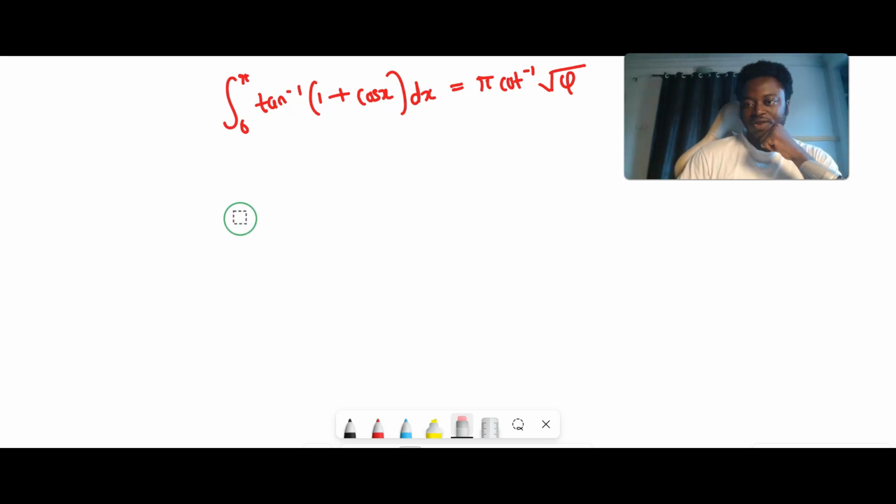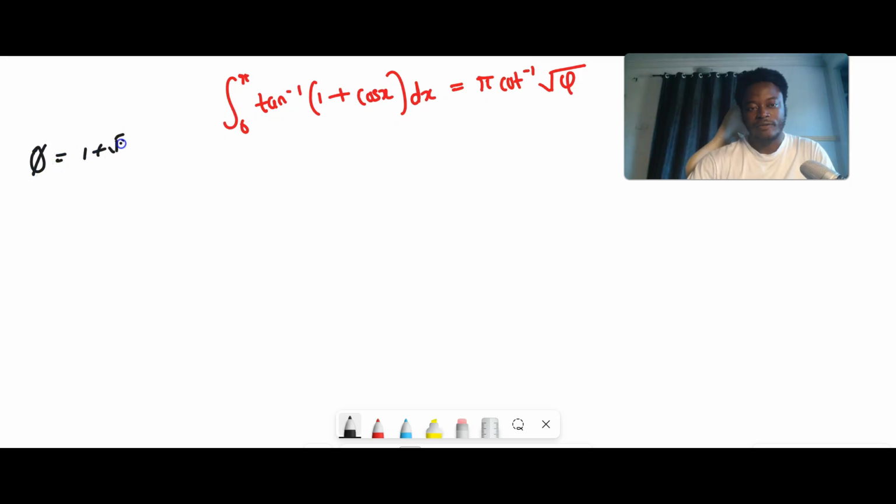Today in this video we're going to try to solve this beautiful integral right here. It says this is the integral from 0 to pi of tan inverse of 1 plus cosine x dx, and it says this equals pi times cotangent of the square root of phi. Here we understand phi to denote 1 plus square root of 5 over 2, which is the golden ratio.